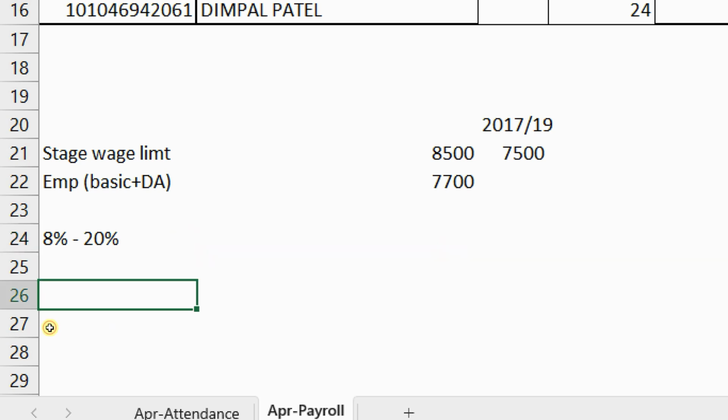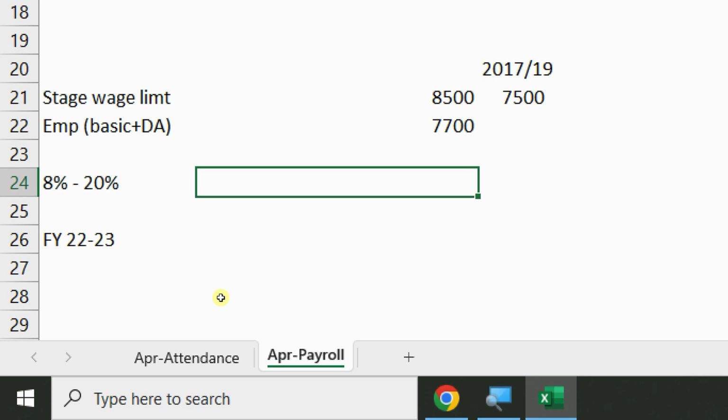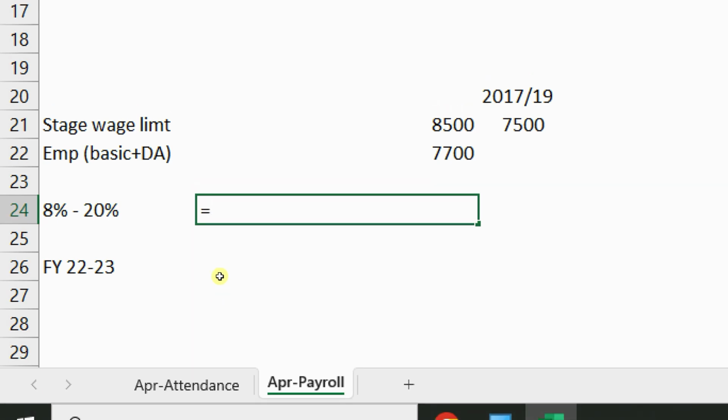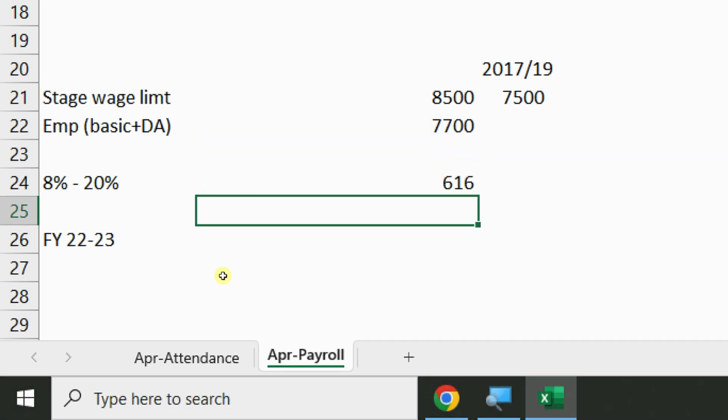Consider financial year 22-23. Whichever is lower in these two amounts, 7,700. On this, let's say companies opt for the minimum of 8%. Actually, companies may pay between 8% and 20% bonus, but most companies go by the minimum 8%. So on 7,700, I go by 8%. So what is the monthly bonus?